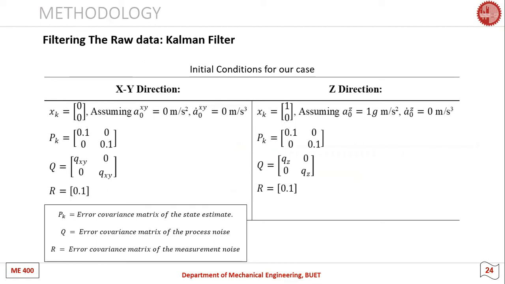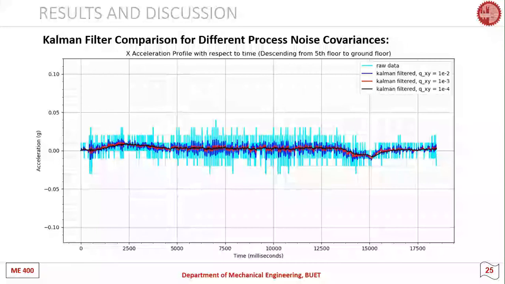Here, Pk is the error covariance matrix of the state estimate, Q is the error covariance matrix of the process noise, and R is the error covariance matrix of the measurement noise. However, unlike R, which is the measurement noise, we cannot determine the process noise. Therefore, we'll use trial and error and see which value of Qxy and Qz gives us the best filter plot. Now for the results.